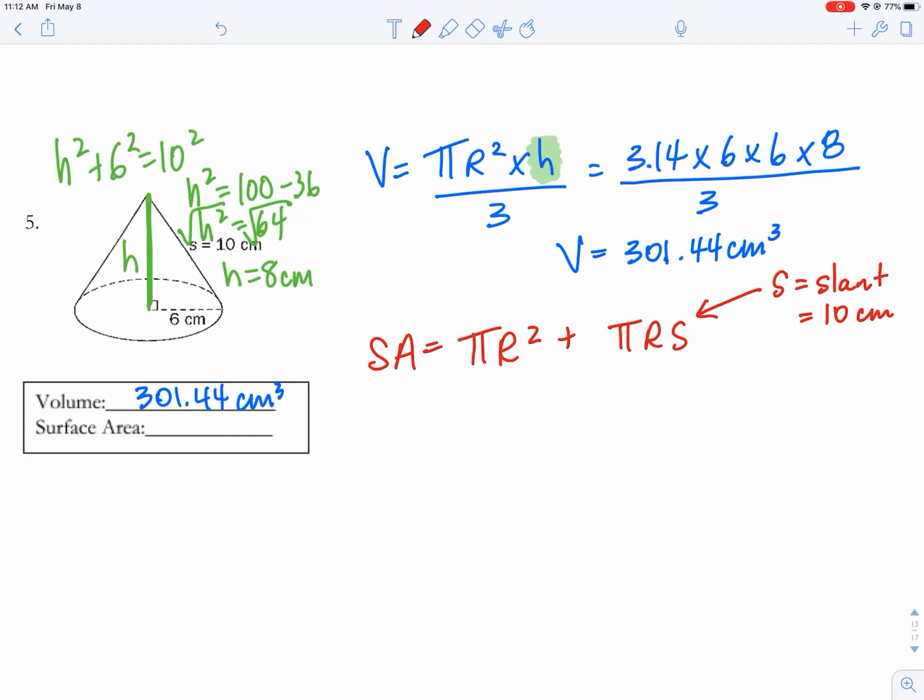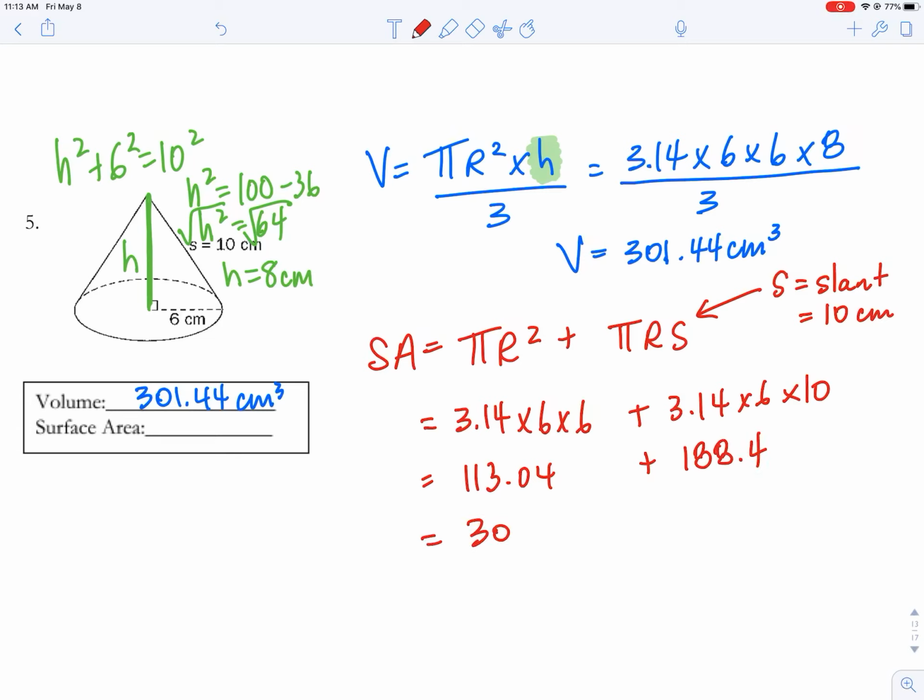the circle on the bottom, and then the last part is going to be plus pi times the radius times s, which is the slant height, and in this case they told us the slant height was 10. So it's 3.14 times 6 times 6. That's our first part. I got 113.04 plus 3.14 times 6 times 10. And for that, I got 188.4. Add it all together, I got 301.44, and surface area is in centimeters squared. Oh, and it's just totally a coincidence that the volume and the surface area work out to be the same.